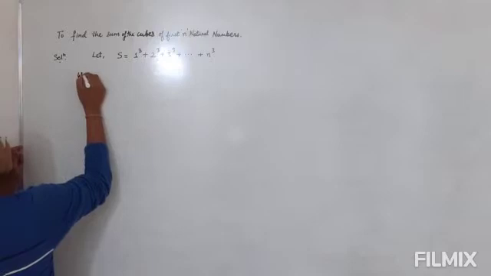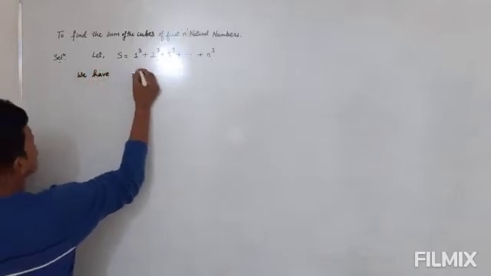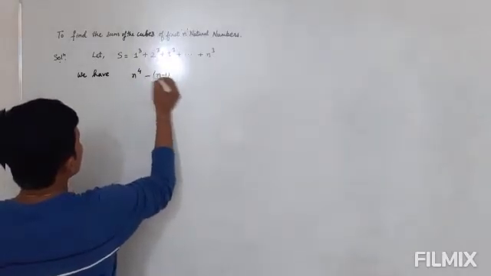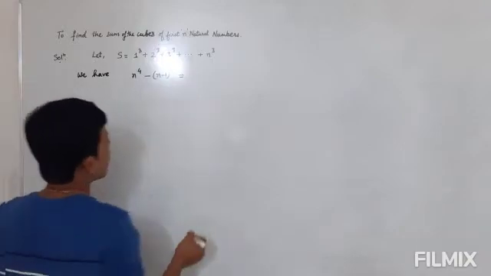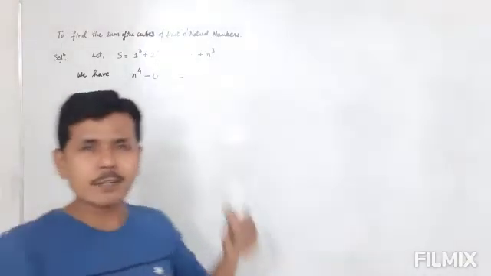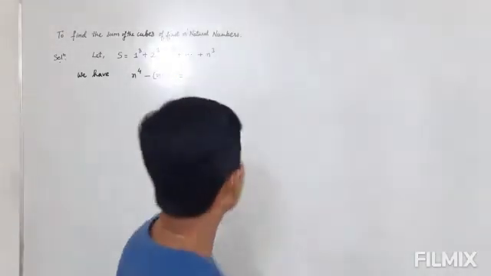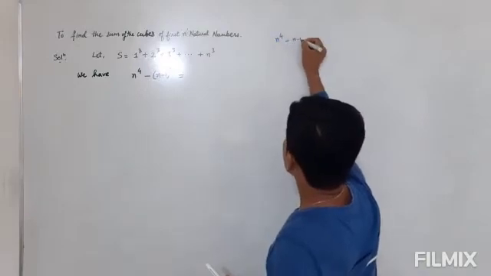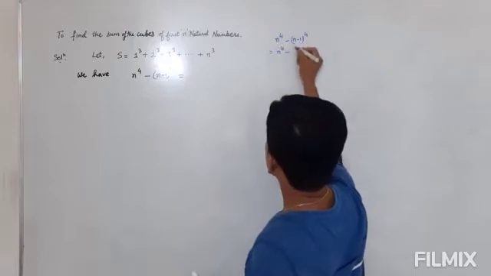We have n to the power 4 minus n minus 1 to the power 4 equal to, we are going to find its value first. What is the answer? Okay, let us do it. n to the power 4 minus (n minus 1) whole to the power 4. Now we will expand this.